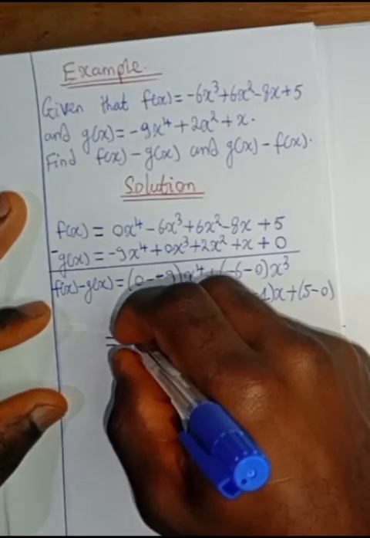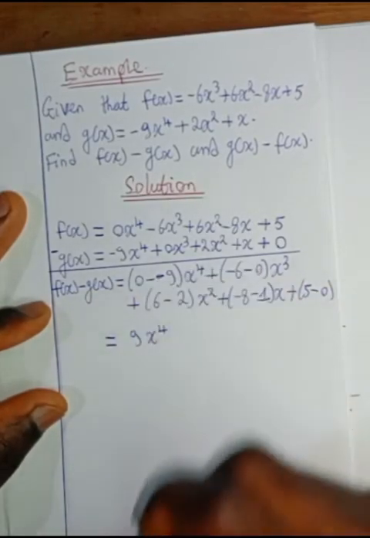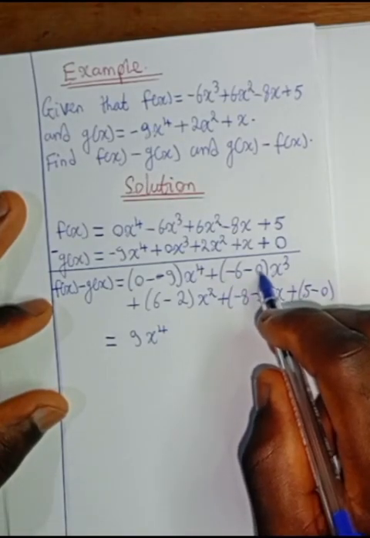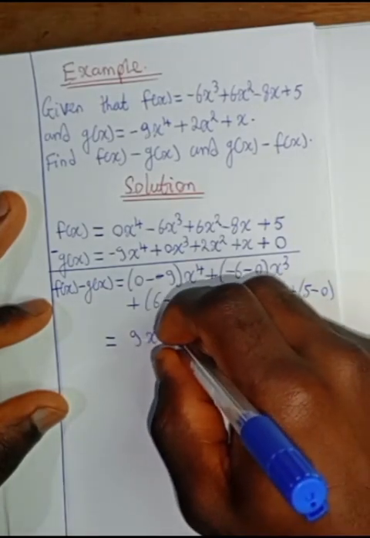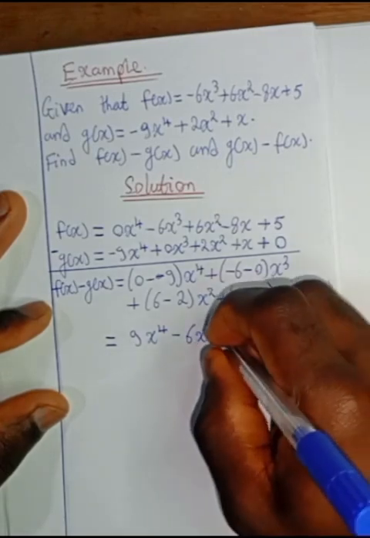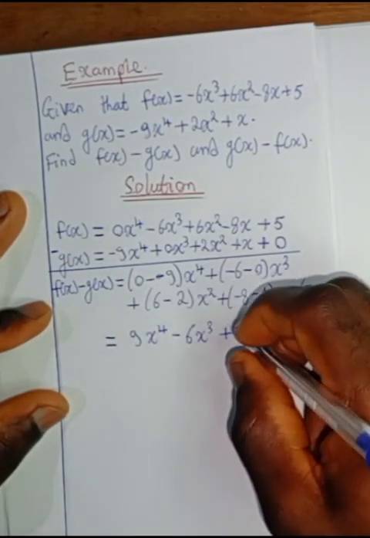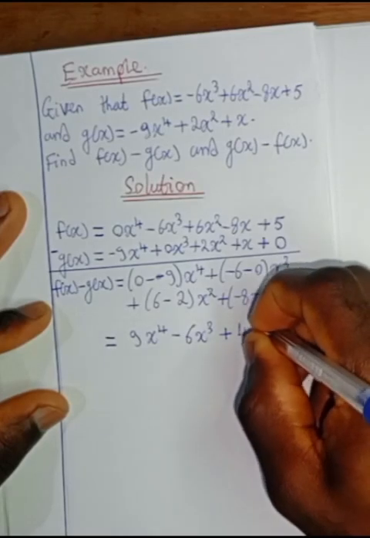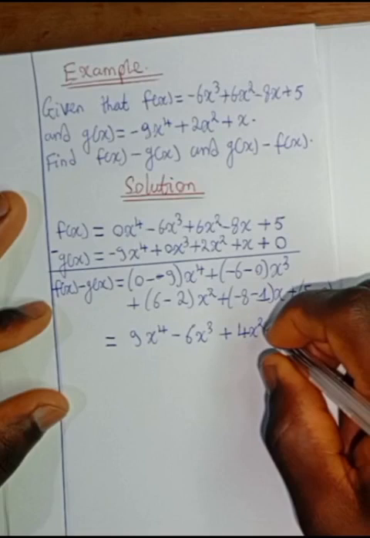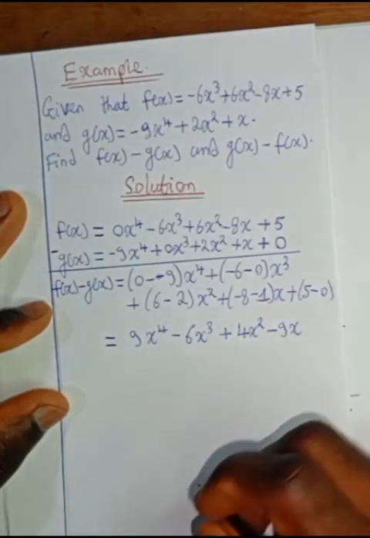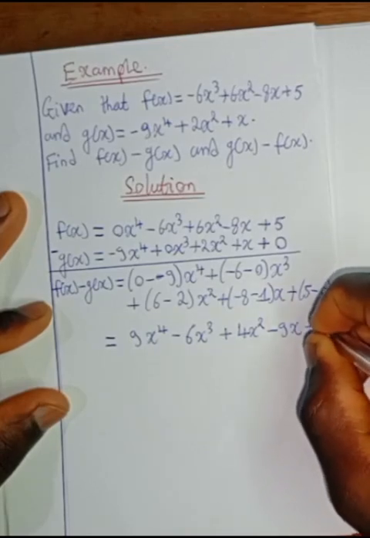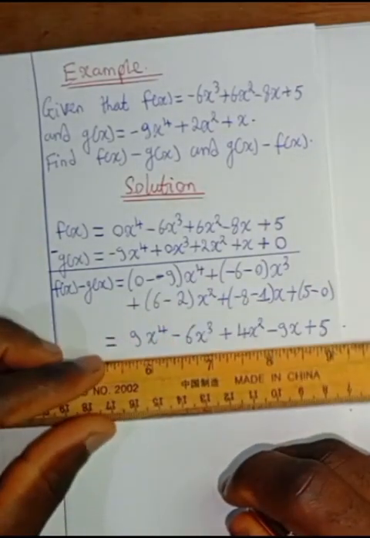So 0 plus 9 remains 9 times x to the power 4. Negative 6 minus 0 remains negative 6, so negative 6 times x cubed gives us negative 6x cubed, plus 6 minus 2 gives us 4 times x squared, 4x squared. Negative 8 minus 1 gives us negative 9 times x, a negative 9x. 5 minus 0 remains 5, so plus 5. This is the result. We underline the answer.